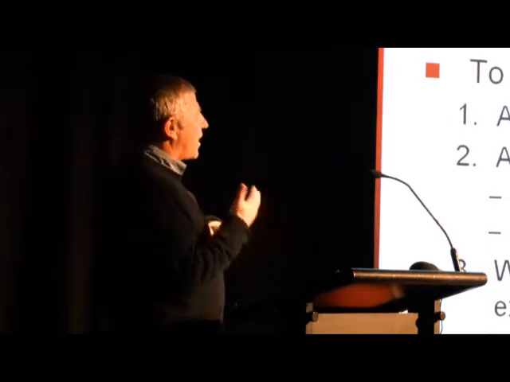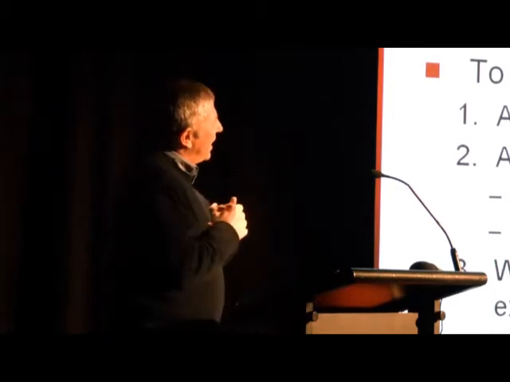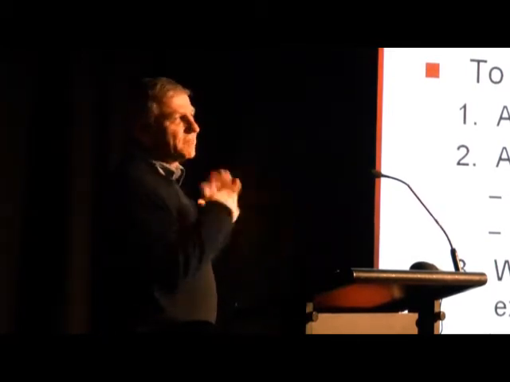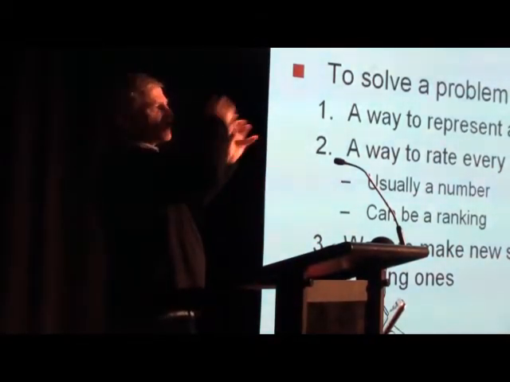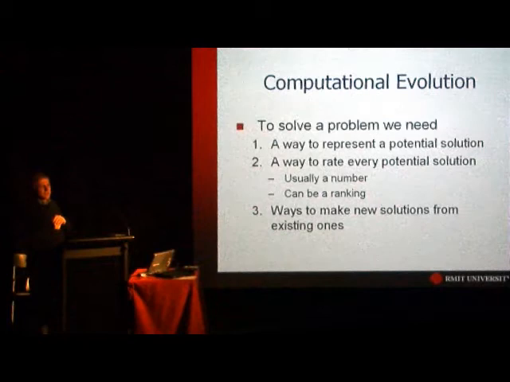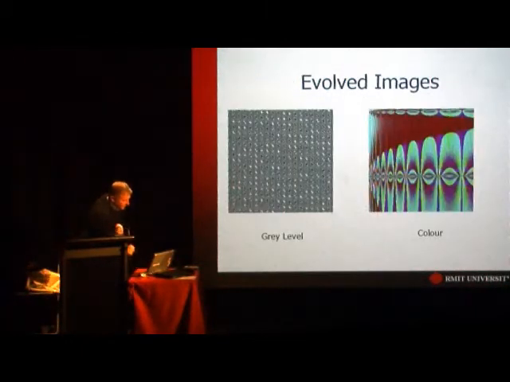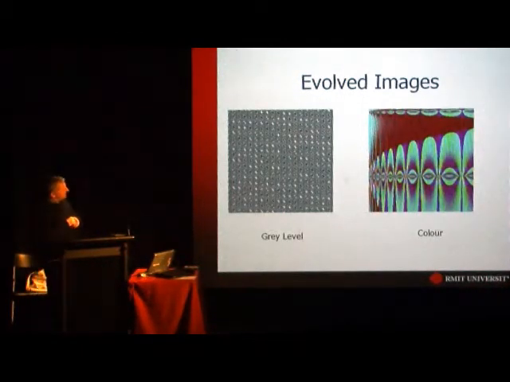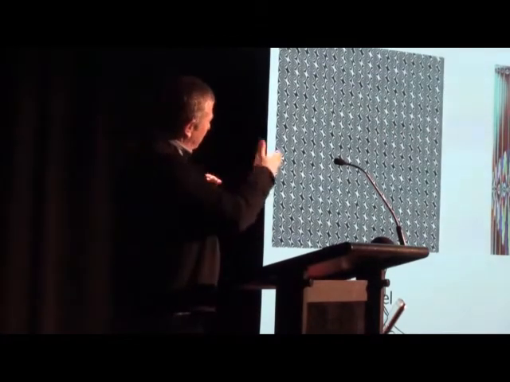And we need ways to make new solutions from existing ones. In the evolutionary paradigm, we're going to say we'll take some parents, cross over genetic material from the parents, get the children, apply some mutation, and proceed through the generations in this way. Here's a couple of examples of some images that have come out of our system. Grey level and of course colour.